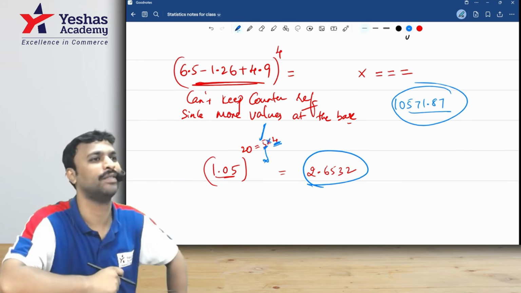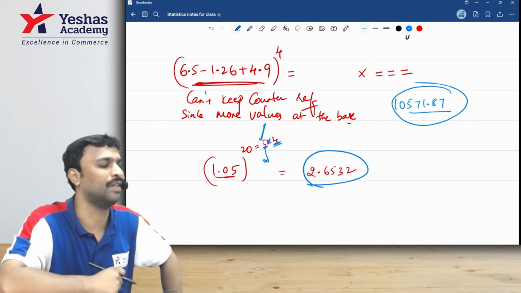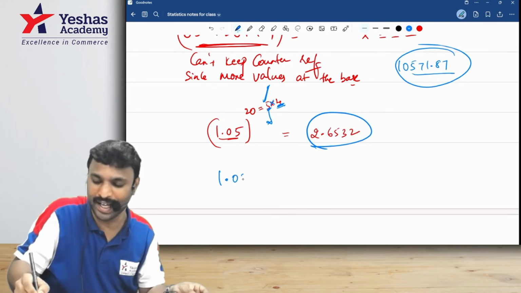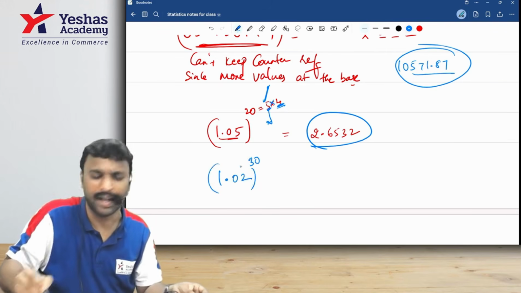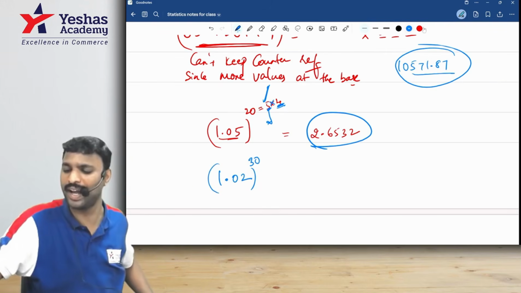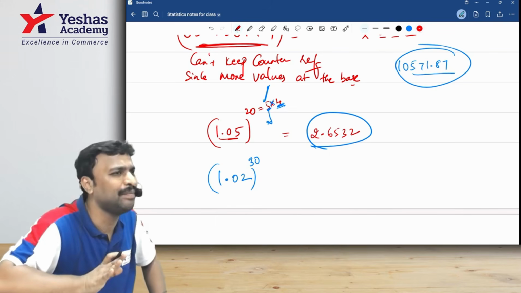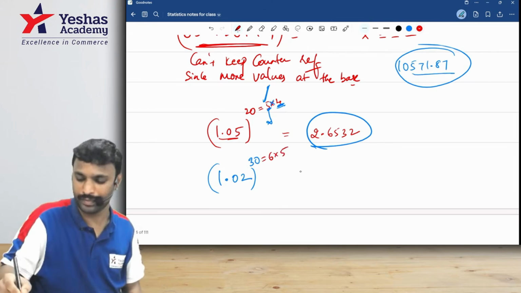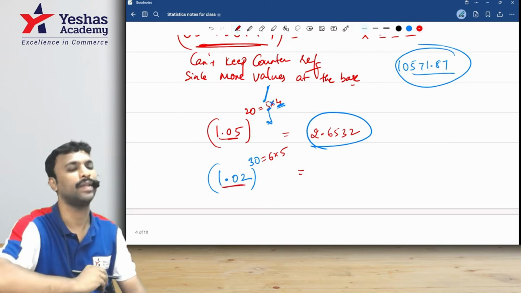Can you all do one more? Say yes or no. Right. Please take this: 1.02 raised to the power 30. Tell me, how do you split 30? 6 fives. Write the greater number first, then the smaller number. I want you to do 1.02 first.